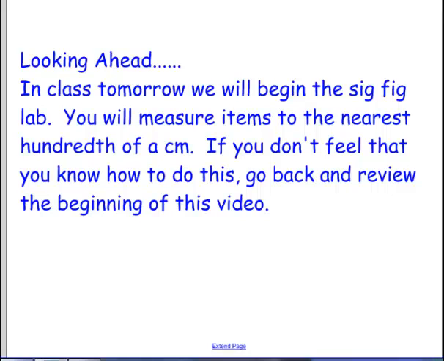So now that you're starting to get a feel for significant figures, we're going to do a sigfig lab in class tomorrow. You're going to measure items to the nearest hundredth of a centimeter to get started. If you don't feel that you know how to do this, go back and review the beginning of this video. I showed you some examples of some rulers, and you should be ready to do that when you come in tomorrow.